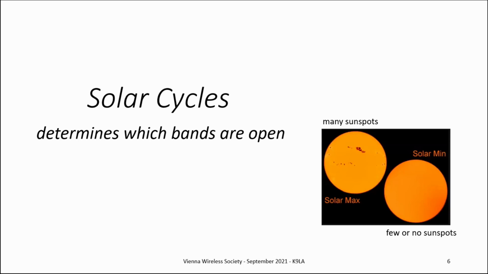Okay, solar cycles. Quickly talk about them. The picture on the top left is the sun at solar maximum. Lots of dark sunspots on there. The lower right shows the picture of the sun at solar minimum. Few or no sunspots. We saw a lot of that during our last solar minimum, and even the one before that, the solar minimum before that.